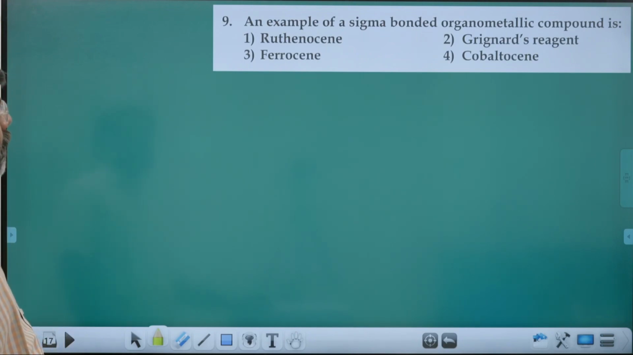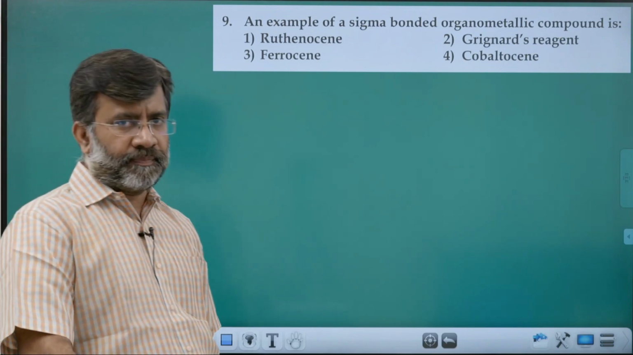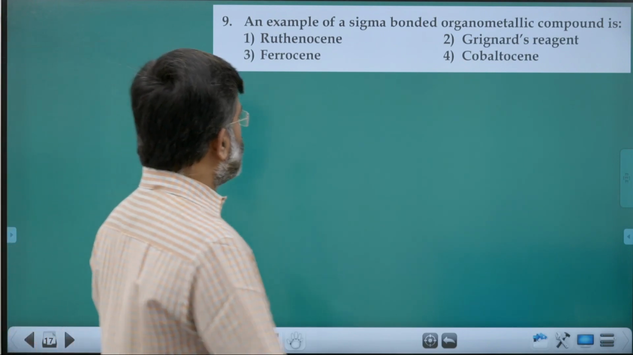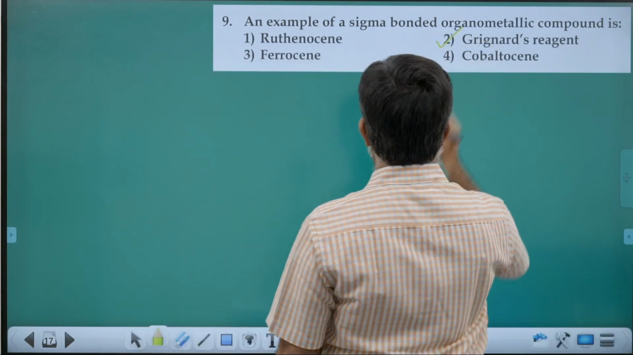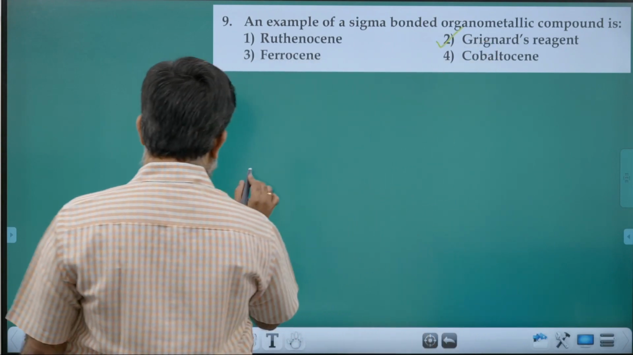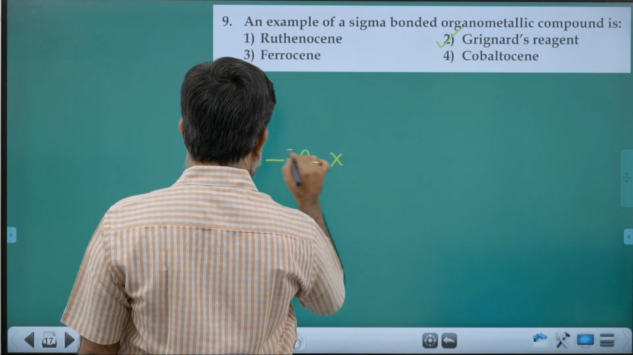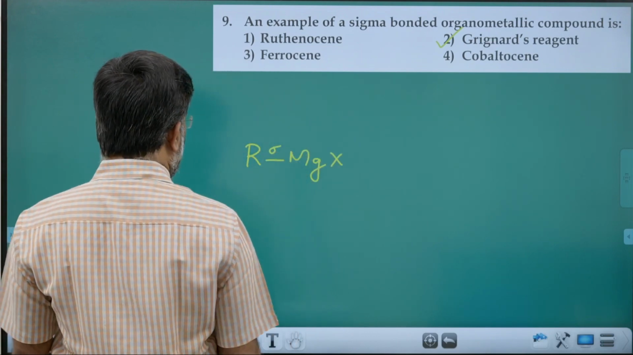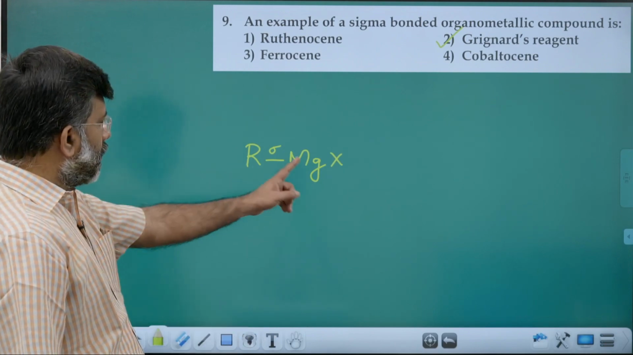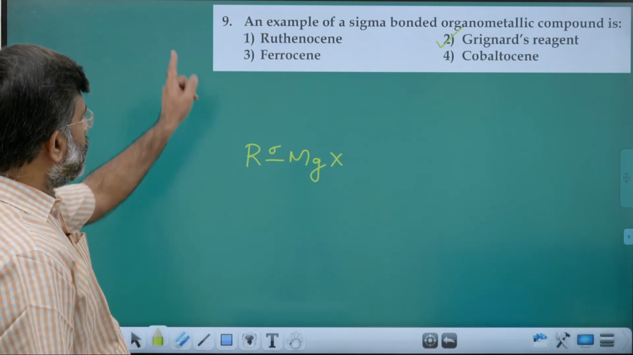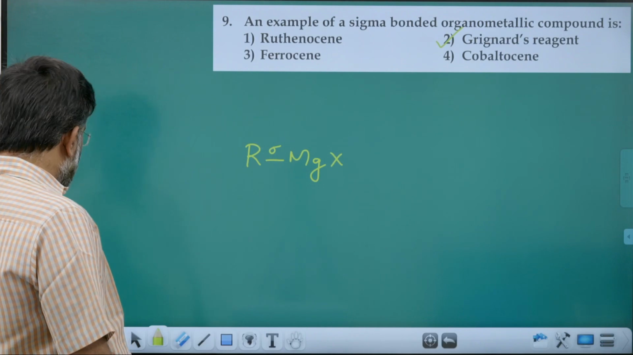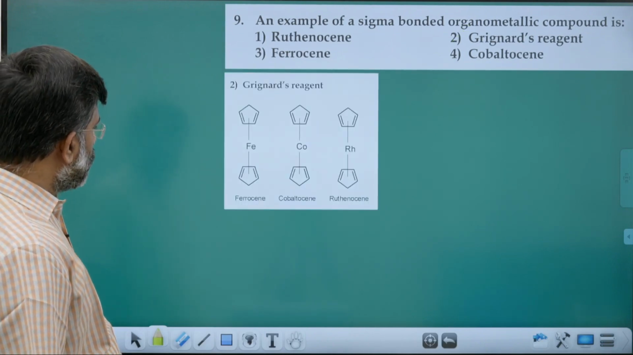Example of a sigma bonded organometallic compound: metallocenes are pi complexes, and the answer is Grignard reagent, RMgX. This is a sigma bonded complex between carbon and magnesium. The others are pi complexes.